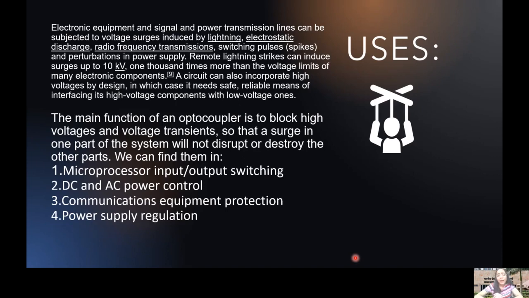Firstly, let me give you the idea about why we use optocouplers or where they are applied. The main function of an optocoupler is to block high voltages and voltage transients so that a surge in one part of the system will not cause any damage to its other parts. And you can find them in microprocessors, used in DC and AC power control, communication equipment protection, power supply regulation, and many more.